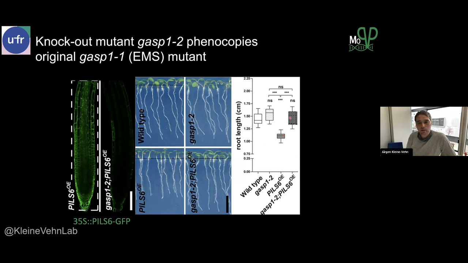So there are two weird things if you consider that this could be a direct regulator. If you downregulate or knock out the E3 ligase, you would expect the direct substrate to be upregulated, but we see a downregulation, suggesting this is not a direct regulation. The other thing that was weird is that if we have a post-translational effect on the PILS levels, then you would assume that the GASP mutant in the wild type background would also have a phenotype, but the GASP1 knockout mutant is hardly distinguishable from the wild type. So these were two observations that were already kind of puzzling.